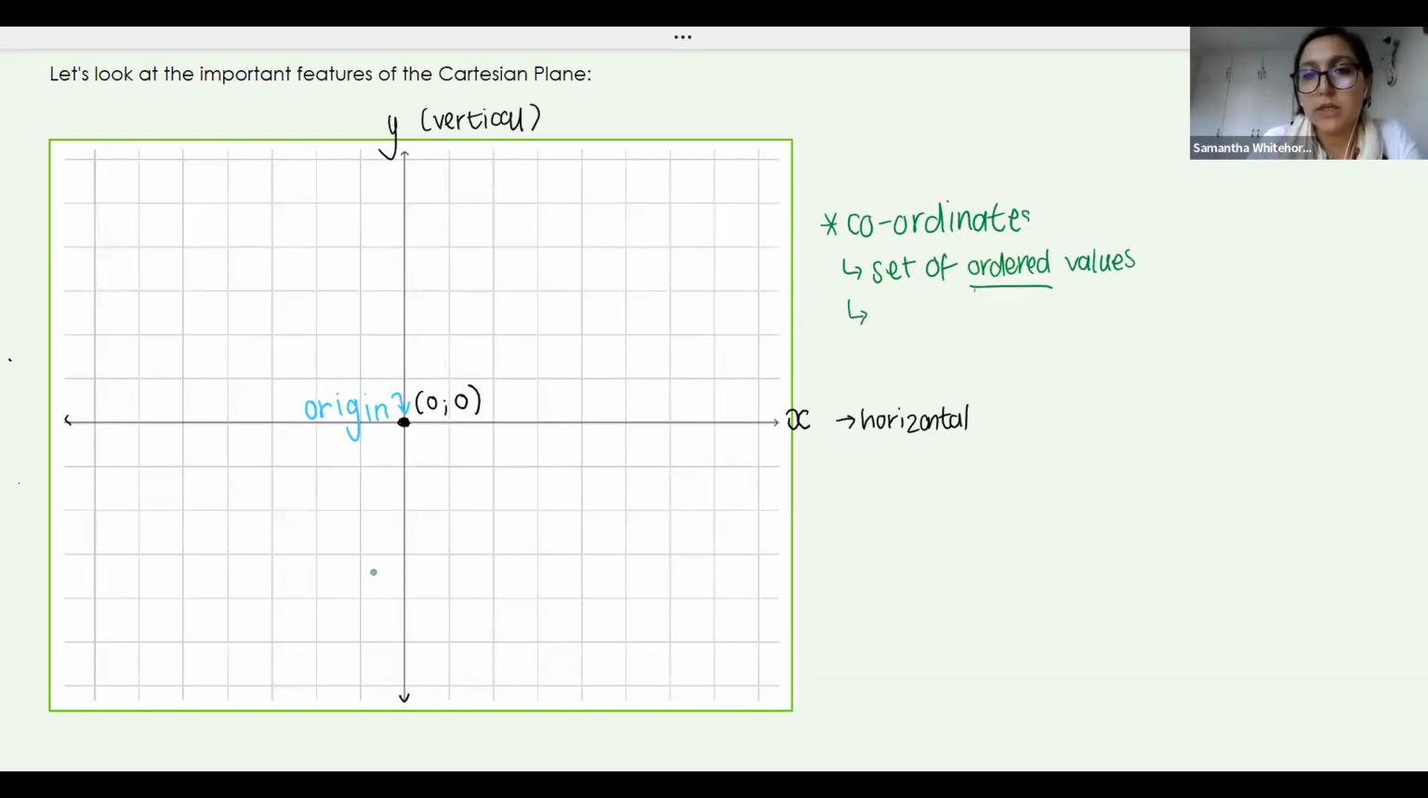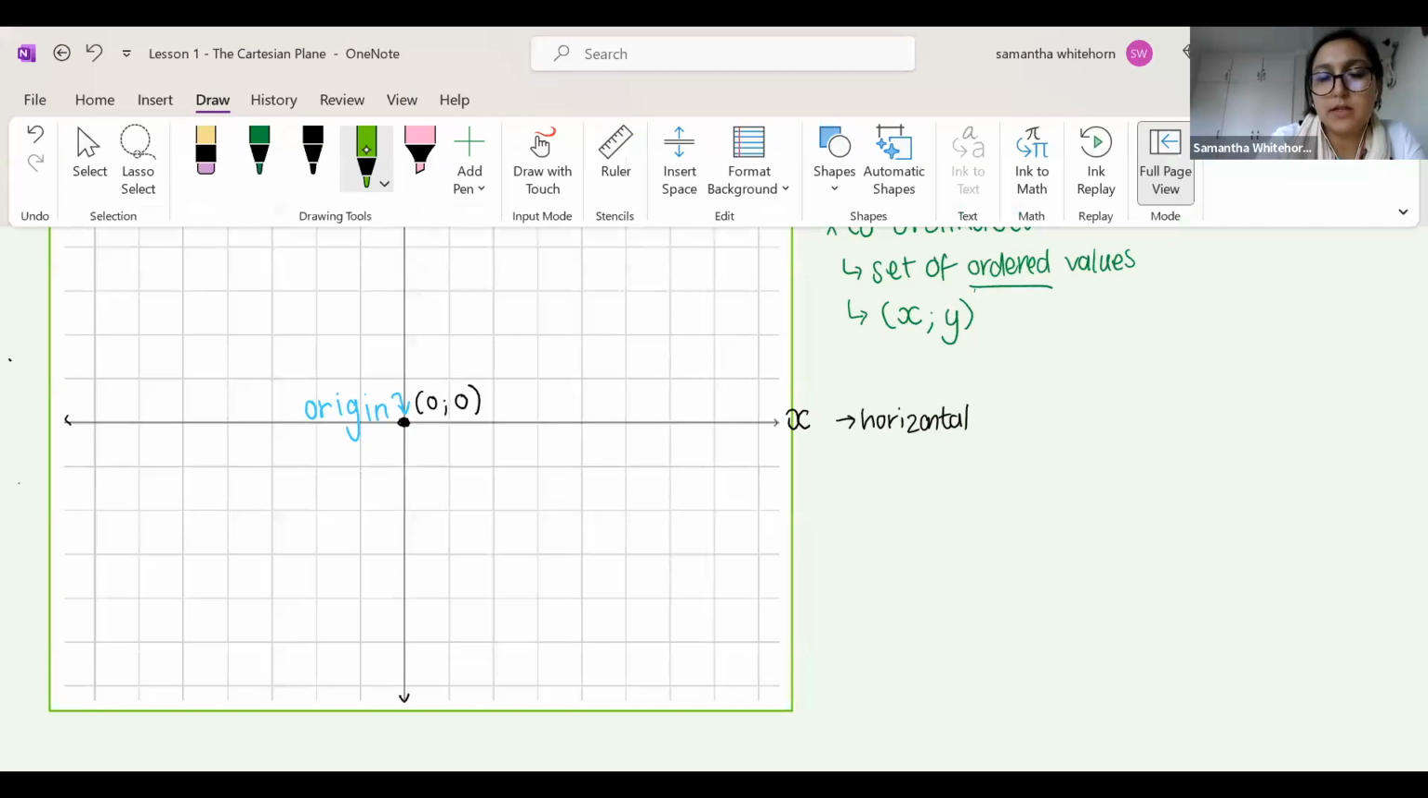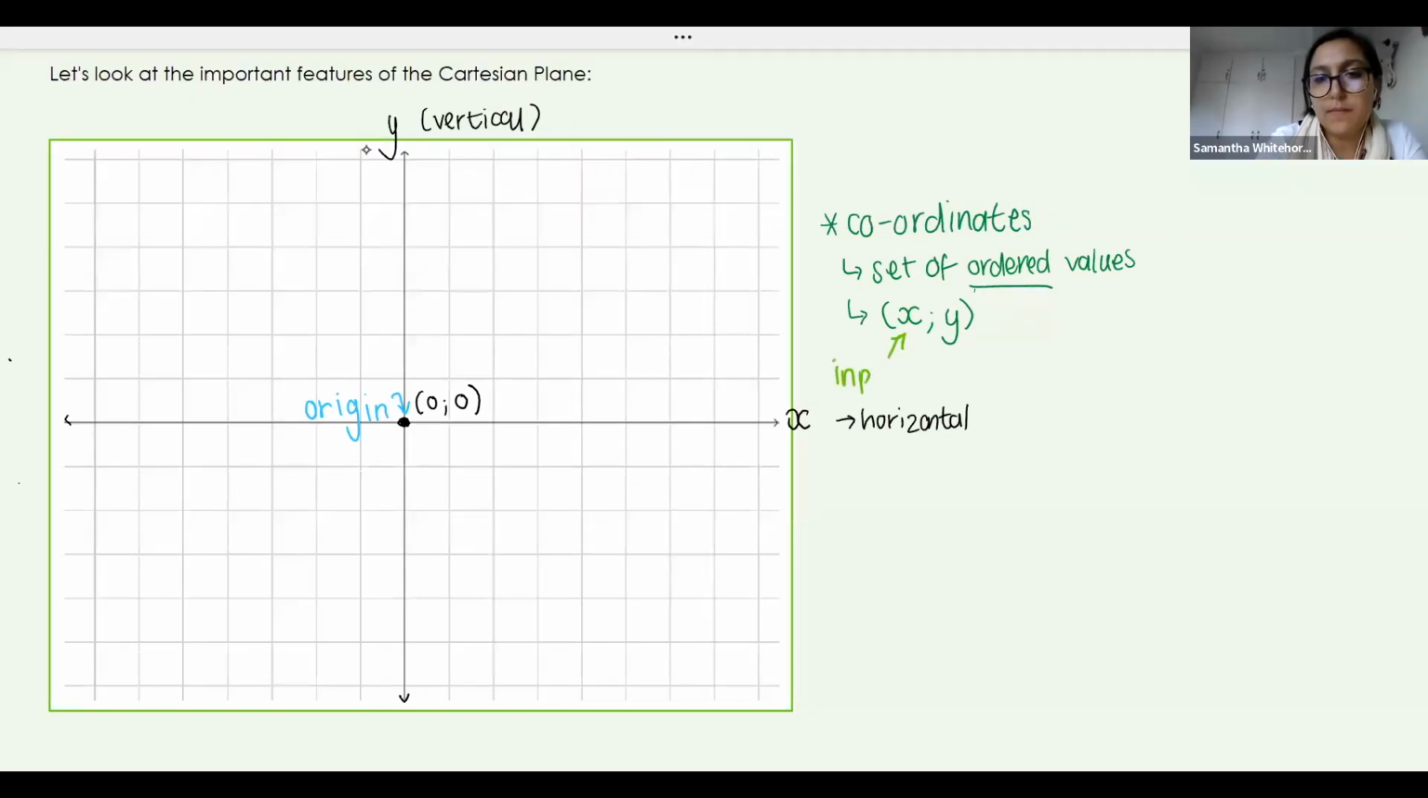Our coordinates will always be written as an x value first, so our input value first, and then a y value, so our output value. That makes sense, right? Because x is what we put in, y is the value that we get out once we've applied our rule. It's alphabetical, so we should remember that, x and then y.